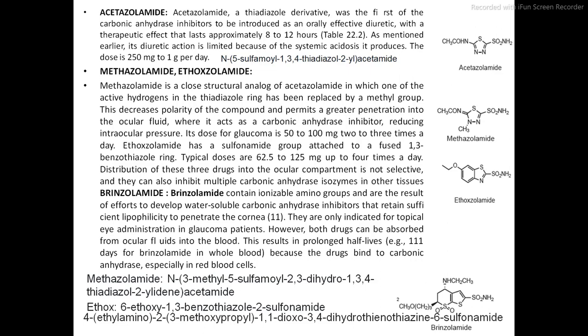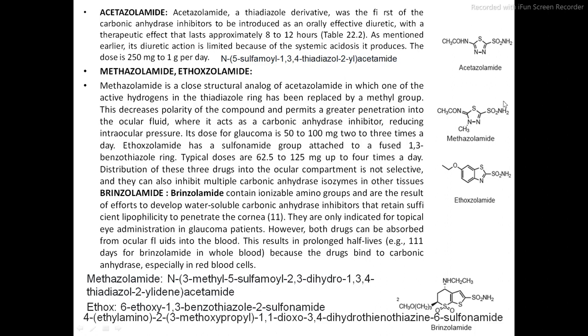Regarding the IUPAC nomenclature of methazolamide, it is the same as acetazolamide, with a little difference. Again, we start from the nitrogen atom of the acetamide, so N dash, then 3 methyl, then 5 sulfamyl. Now, always remember one thing: while naming by IUPAC nomenclature, you have to always follow alphabetical order.